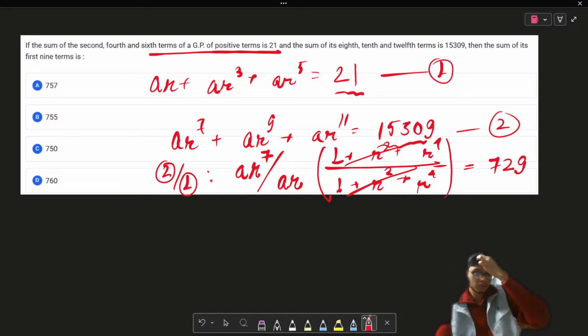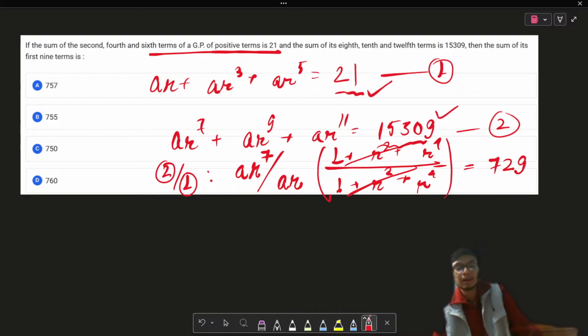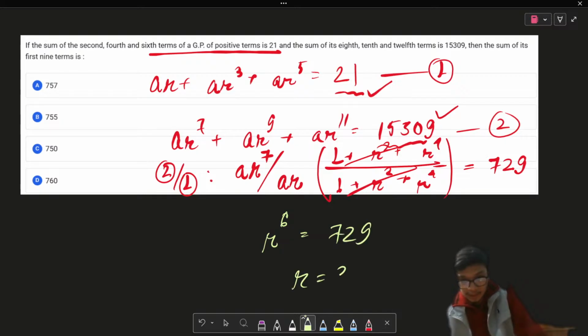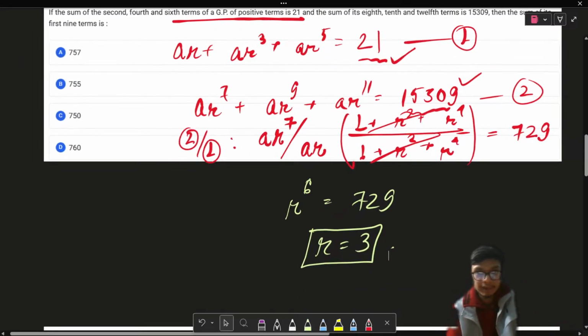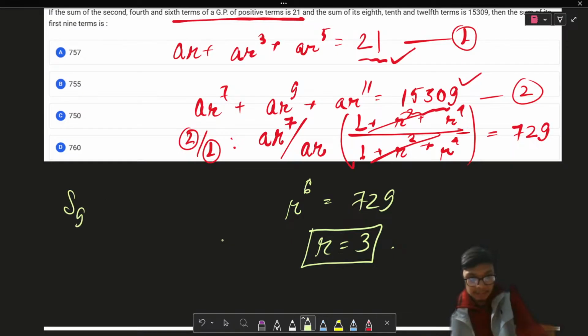So the beautiful part of this problem is to approach it like this, right? People are very afraid to solve this question when they see very big numbers. So you don't have to be afraid seeing this big number. The easiest way to solve this is just by dividing the two expressions, and from here you'll get the value of R to the power 6 as 729, right? So you'll get the value of the common ratio R coming out to be 3, right?